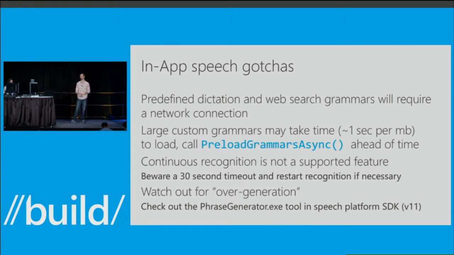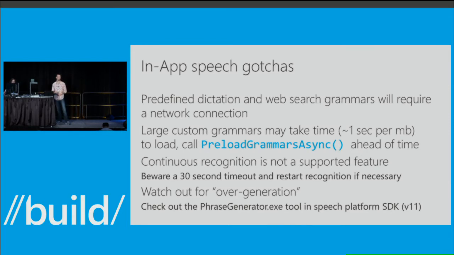Large custom grammars can take time, about a second per megabyte. I was playing with an 80,000 city-state grammar, and physically this was a very large file, like 8 to 10 megabytes. When I went to load that onto the grammar, it took about 8 seconds. So keep that in mind in terms of that invocation piece that Meg talked about. You don't want to have a user invoke it and then have it wait while it's loading, right? So here's where you're going to want to preload it ahead of time with preload async, and then maybe enable that invocation point.